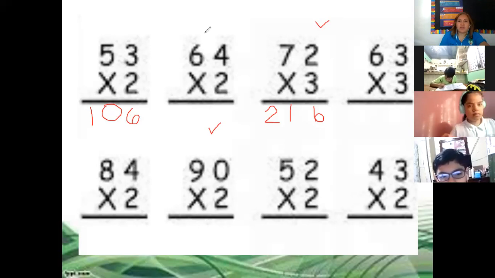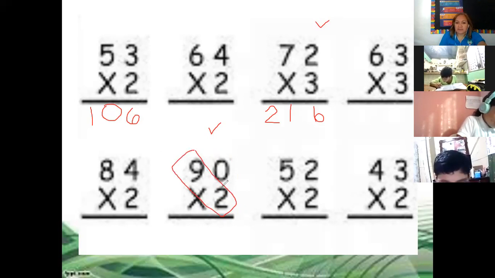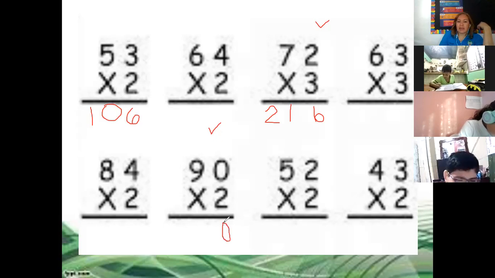I just say that when you multiply, you have to start multiplying the ones column. So this is your first multiplication, this one. After this, so you multiply these. But you start multiplying these first. So first is 2 times 0. 2 times 0, Christopher? 0, exactly. Any number multiplied by 0 equals 0.